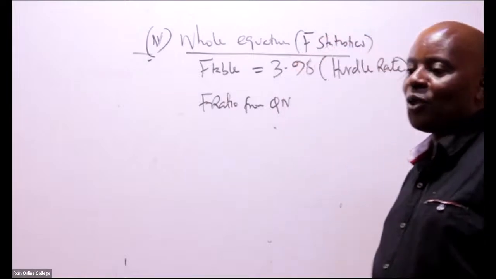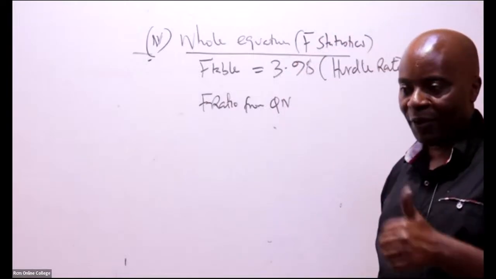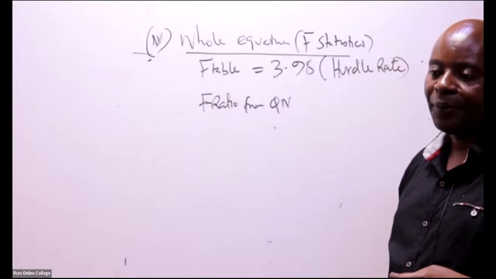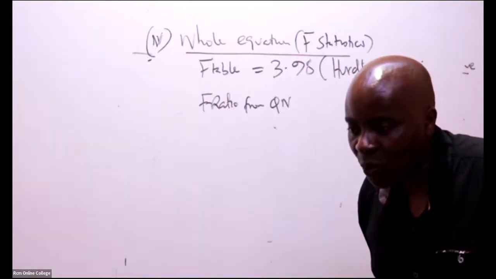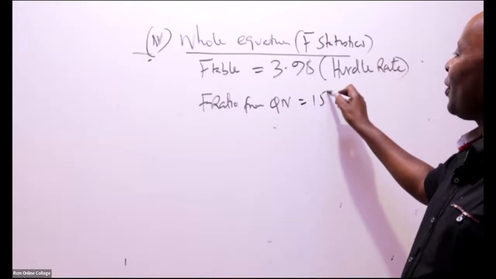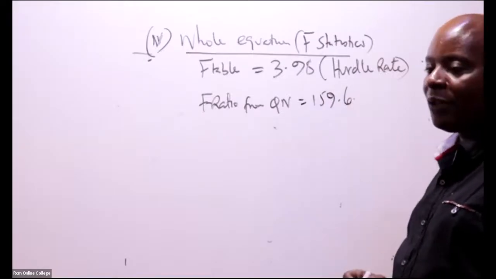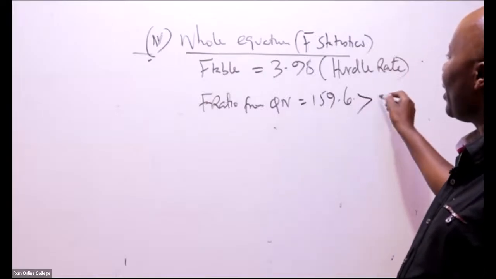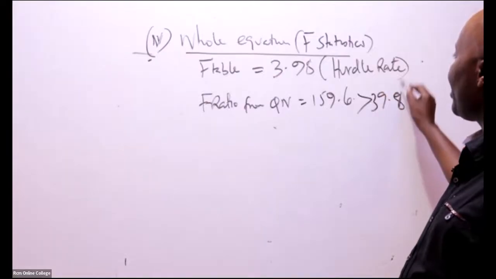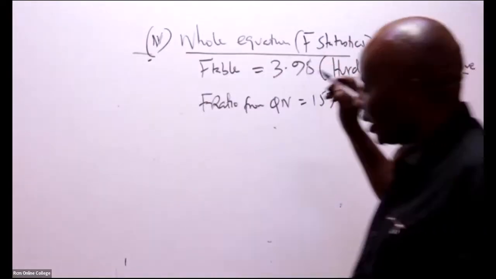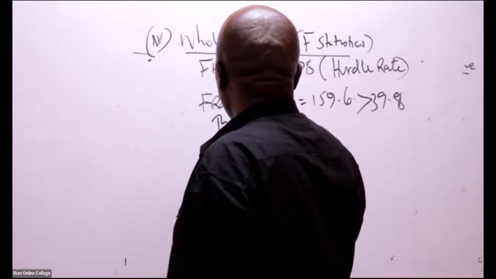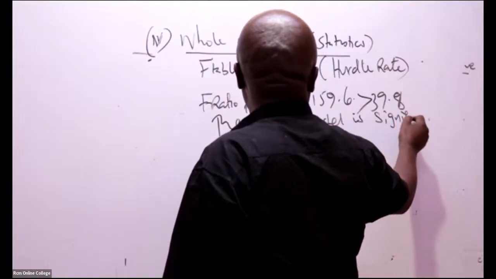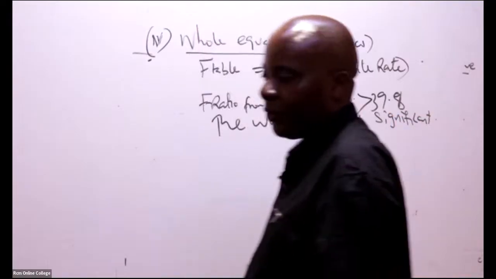Yes, so you compare the hurdle value, in this case, to the F ratio from the question. Somebody is giving us 159.6. So in this case, is the model significant or not significant? It is more than the 3.98, meaning that the whole model is significant.